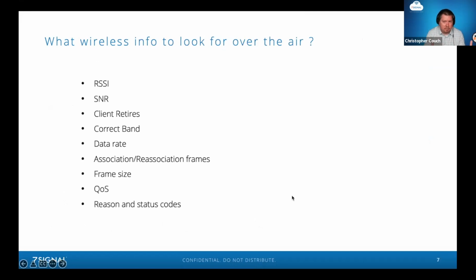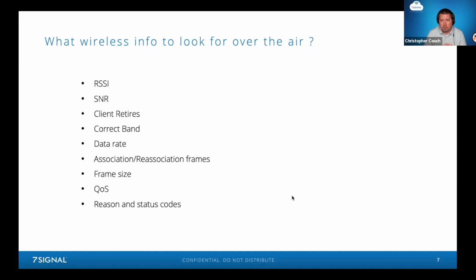So besides that information, what do we want to look for in the air? What other information is important so that we can understand what these devices are doing outside of just the Airport Utility or other tools that are loaded onto the device itself? Well, over the air, we can look at different things: the RSSI, the SNR, client retries. Is it actually on the correct band? When we talked about preferring 5 gigahertz, is that device actually doing that? What are the data rates? How is the device actually consuming the wireless?